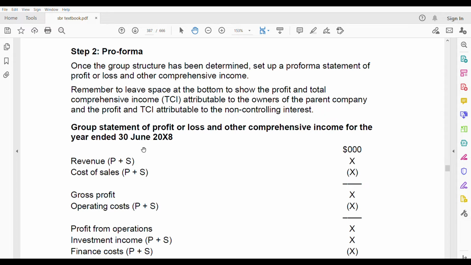Before this, just see what they have written here. Remember to leave space at the bottom to show the profit and the total comprehensive income attributable to the owners of the parent and the TCI attributable to NCI. Remember, TCI, total comprehensive income, you have to attribute it to the parent as well as to the NCI. Okay. Both profit and the TCI. TCI is profit plus other comprehensive income.